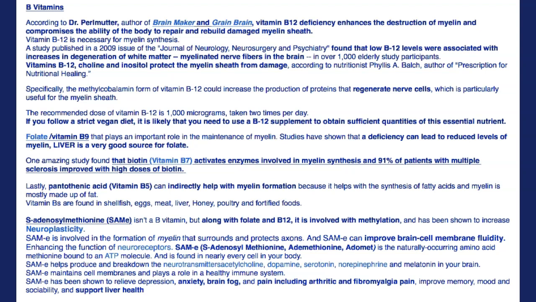One amazing study found that biotin, vitamin B7, activates enzymes involved in myelin synthesis, and 91% of patients with multiple sclerosis improved with high doses of biotin. I started taking that too because somehow I had a bit of trouble. And so I researched a lot of stuff, and now I feel better taking this additionally. So it seems my body just needs some more additional supplementation.